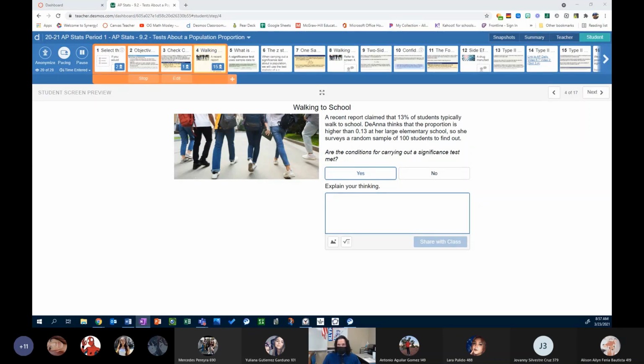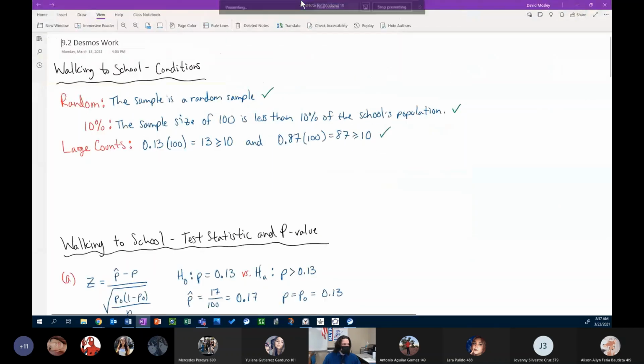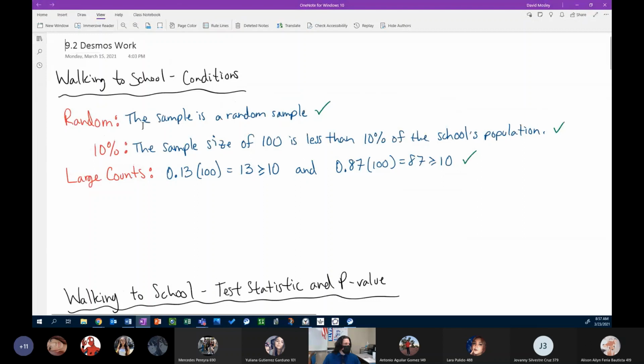Okay, and I'll slide my OneNote stuff here. Zoom in a little bit. So again, with this example, walking to school, the sample was a random sample. That was done properly. 10%: the sample size of 100 is less than 10% of the school's population. We're assuming that because they didn't tell us the size of the school, they just said it's large. So we're just making an assumption based on the context given.